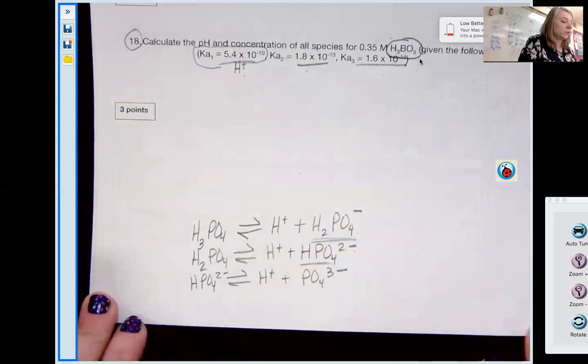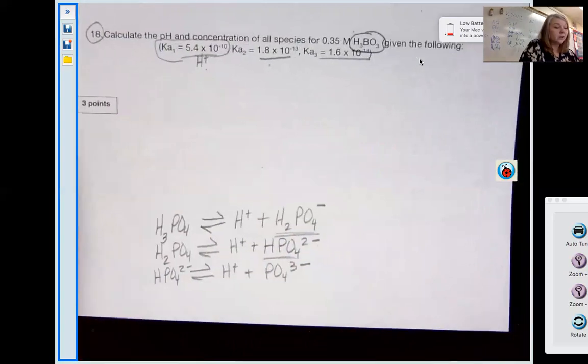Don't forget to study your strong acids and strong bases. You will have a quiz on those on Monday, if I see you Monday, or Tuesday, if I see you Tuesday.